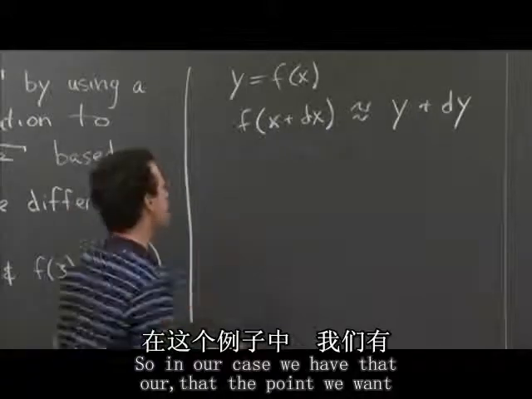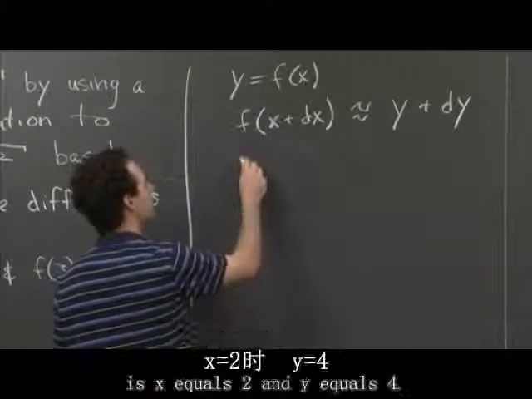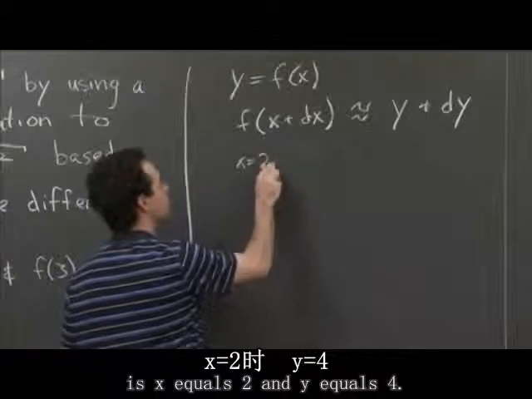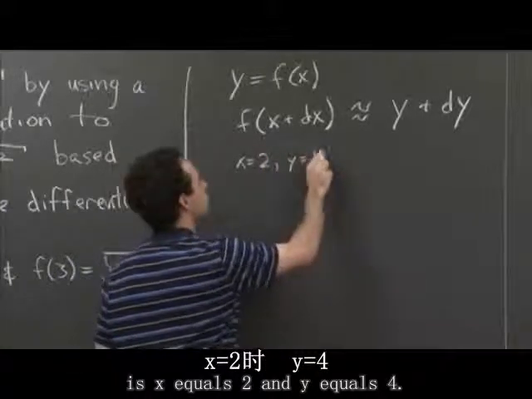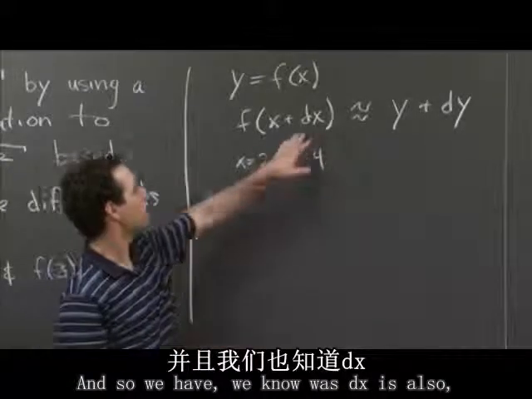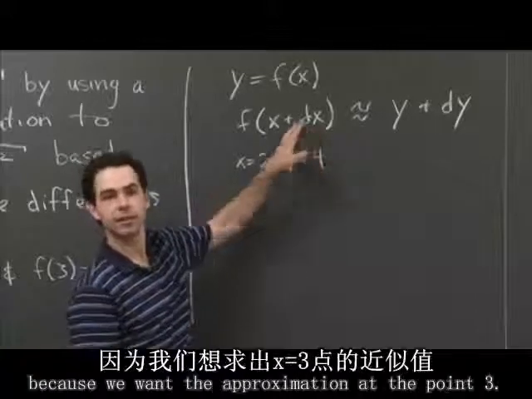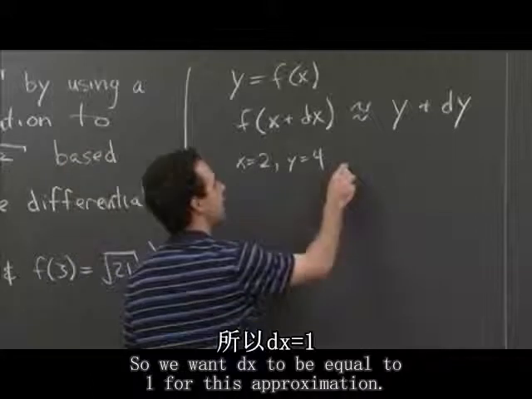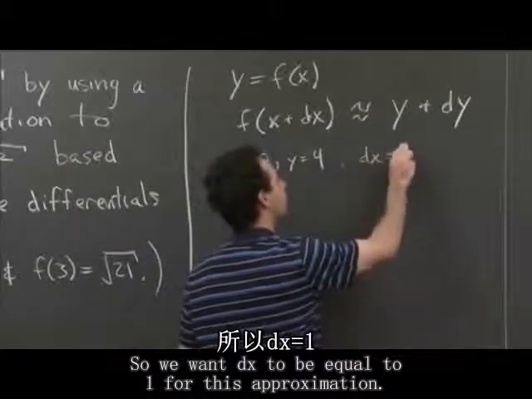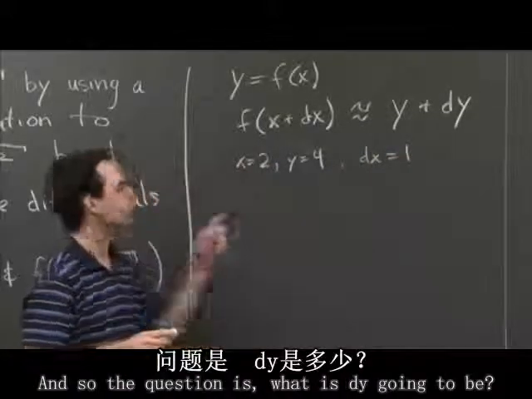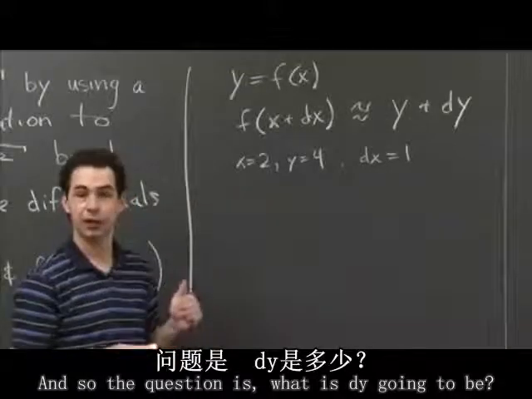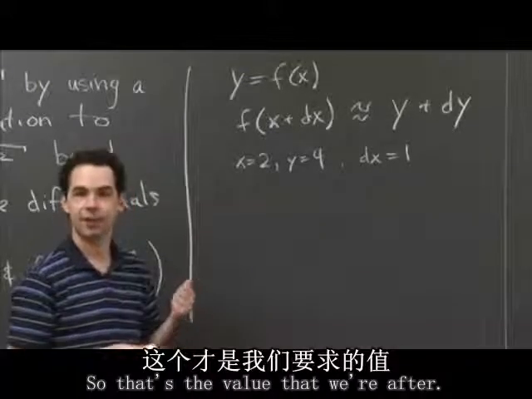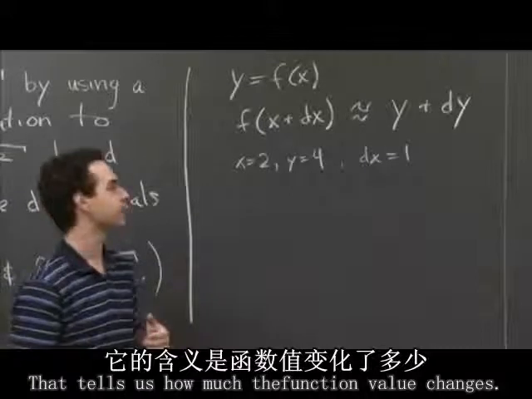So in our case, the point we want is x equals 2 and y equals 4. And we know what dx is also, because we want the approximation at the point 3. So we want dx to be equal to 1 for this approximation. And so the question is, what is dy going to be? That's the value that we're after. That tells us how much the function value changes.